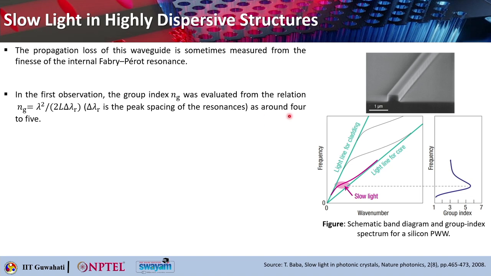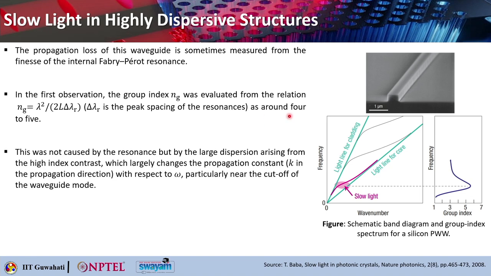The group index was around 4 to 5. This was not caused by the resonance, but by the large dispersion arising from the high index contrast between the core and the cladding, which largely changes the propagation constant k in the propagation direction with respect to omega, particularly near the cutoff of the waveguide mode.